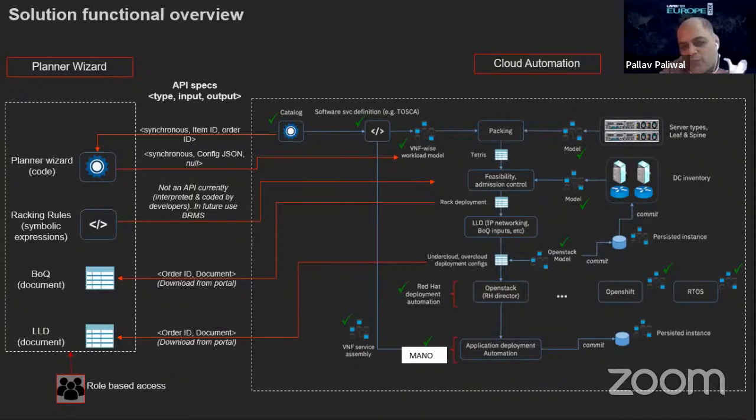And it can be used whether you are using VMware or any container environment like OpenShift, or maybe a real-time operating system like RHEL and others. And then finally comes how the MANO is getting integrated. It gets a trigger that the application needs to be deployed on top of the cloud. The cloud environment is ready.